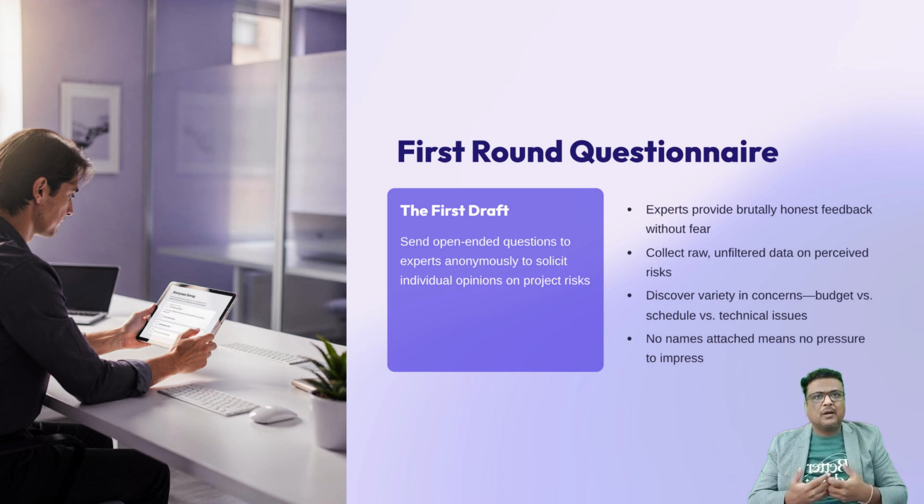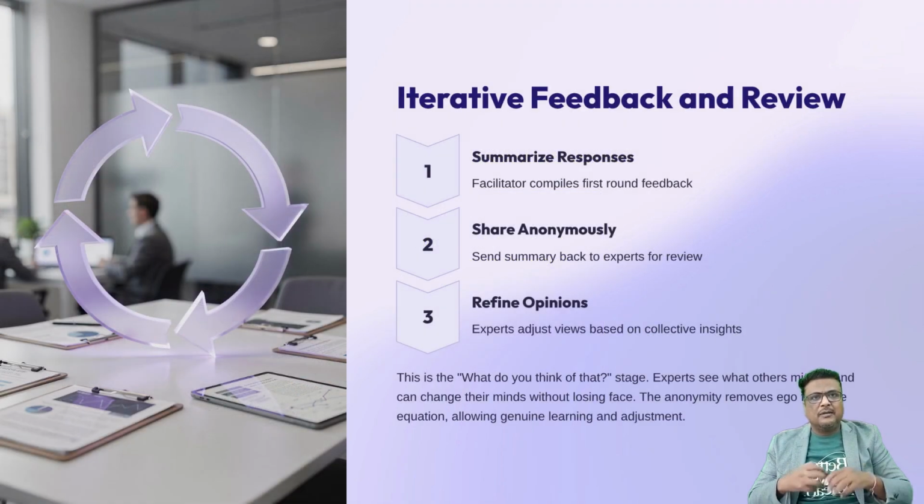But once you have all these different opinions, you need a way to show the group what everyone else is thinking without revealing names. Which brings us right into our next step, the feedback loop. This brings us to iterative feedback and review. The book style definition refers to the process where the facilitator summarizes the responses from the first round and sends that summary back to the experts for further comment. To translate that into human speak, it's the "what do you think of that" stage.